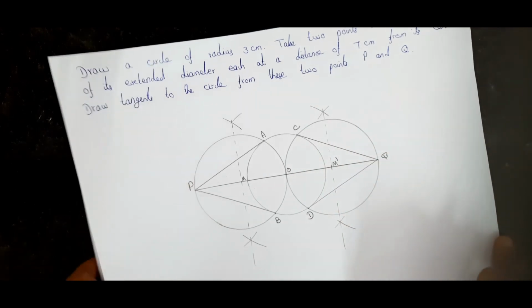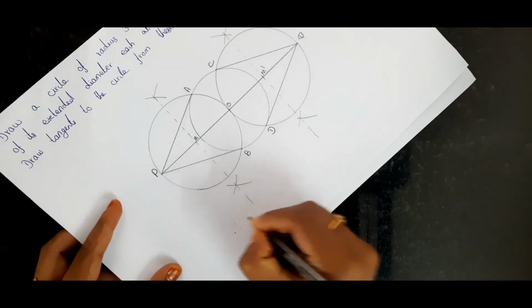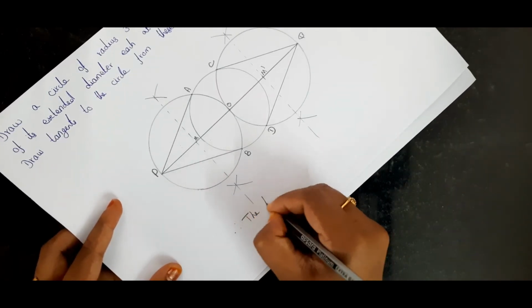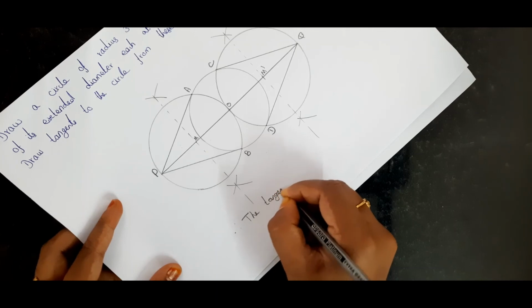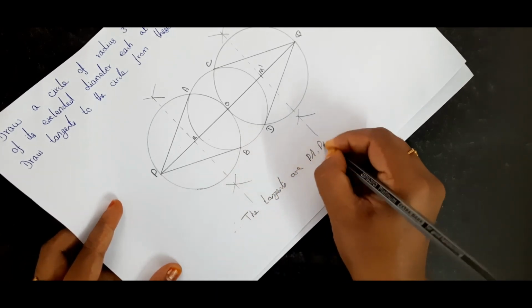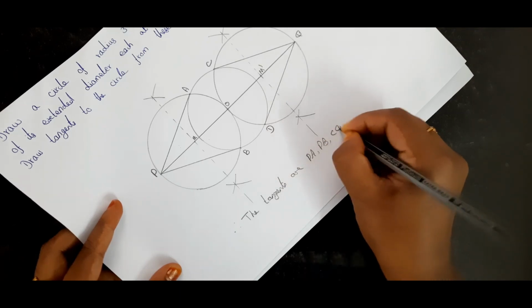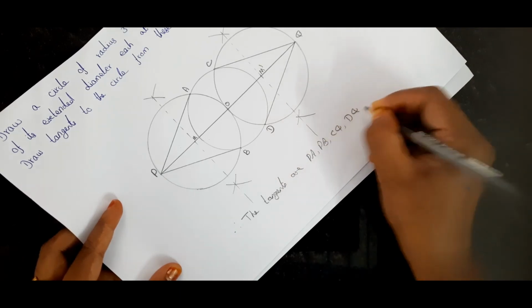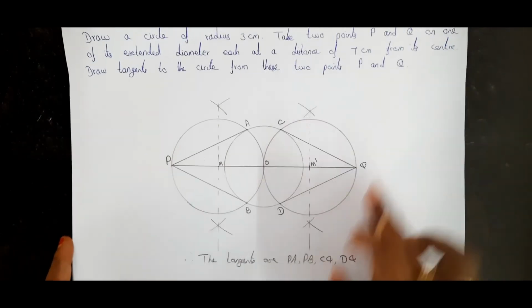So we have to conclude. Therefore the tangents are PA, PB, CQ and DQ. So these 4 are the tangents of the given circle.